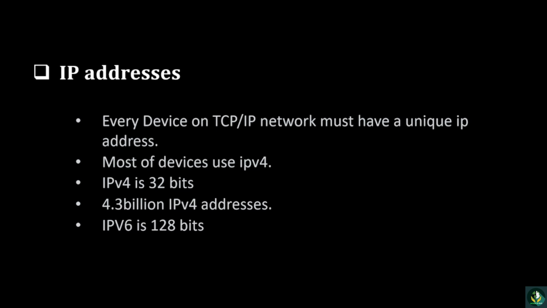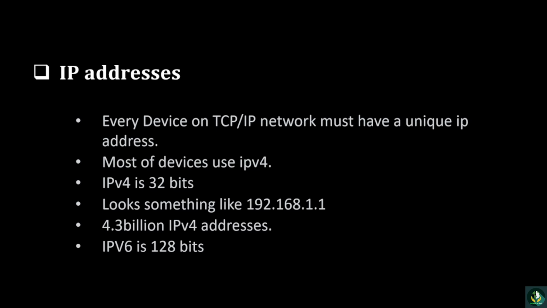So every device on a TCP/IP network must have a unique IP address. Most devices use IPv4. IPv4 stands for Internet Protocol version 4. Now the 4 in IPv4 is important because it signifies that we are dealing with a 32-bit address. Now what is a 32-bit address? Well, it is like having 4 billion unique addresses on the internet. Just like your home has a unique address, every device connecting to the internet, whether it is your phone, computer, or smart fridge, gets its own unique IP address.